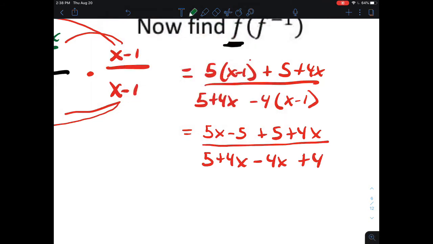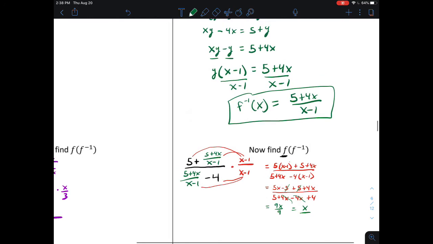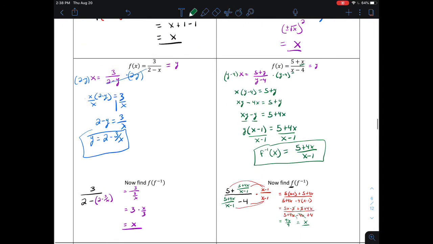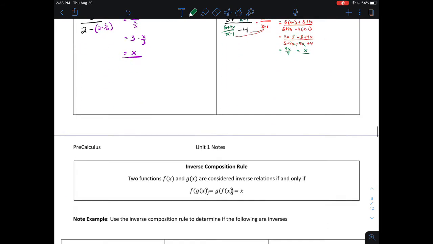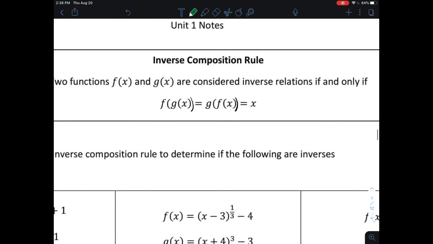And we look to see if some things will start to cancel. In the numerator, the 5's will cancel, and in the denominator, the 4x's will cancel, and we're left with 9x divided by 9, which simplifies down to just x. So in all four of these examples, when we composed an inverse with its original function, everything went away except for just x. That brings us to the inverse function composition rule.